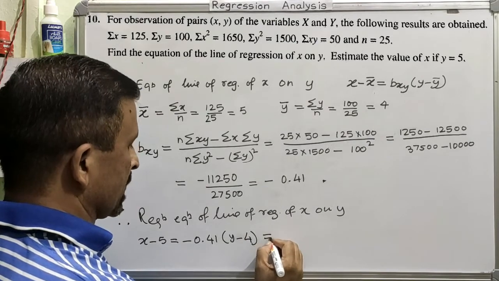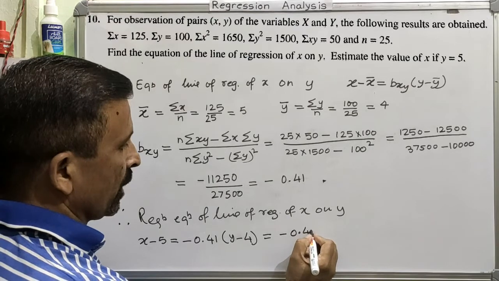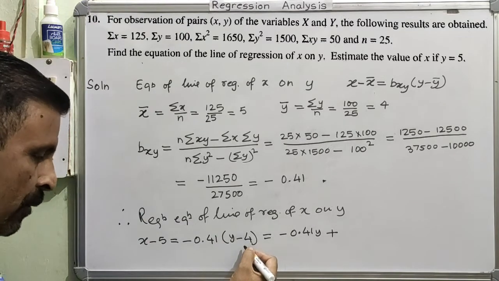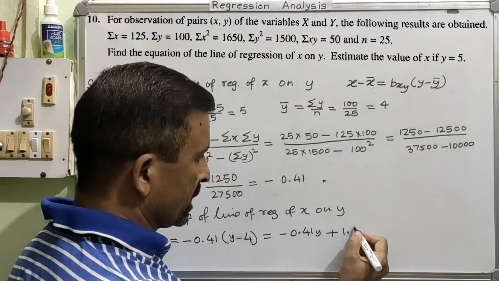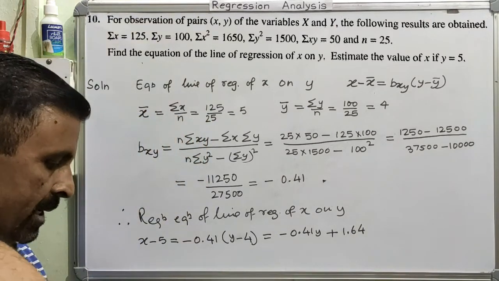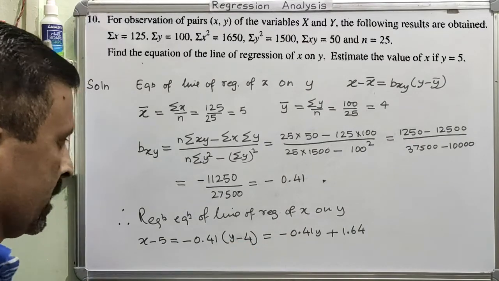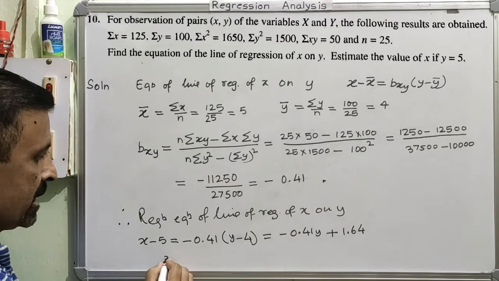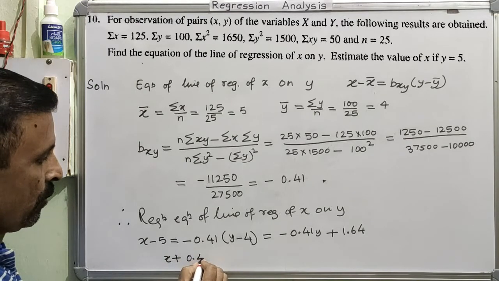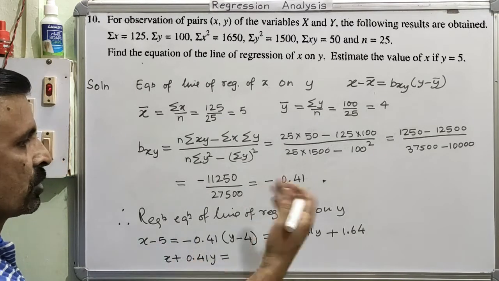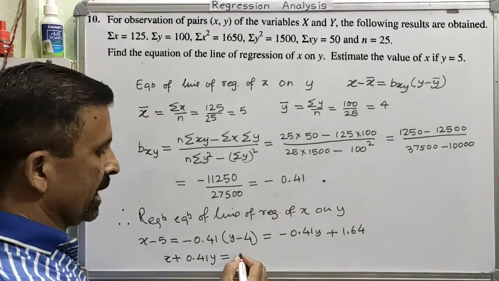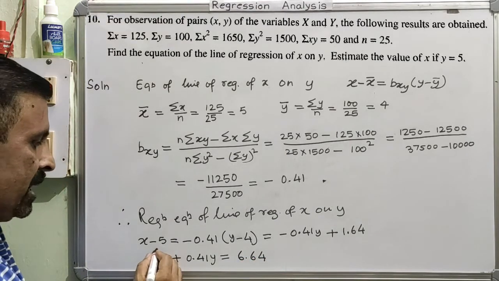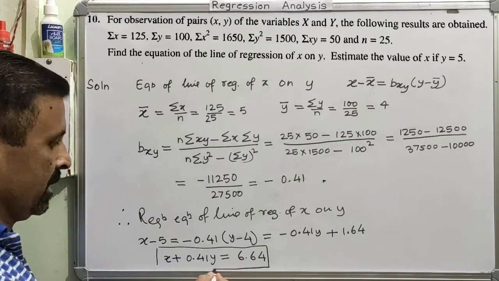Now we need to simplify. So this left hand side, when we simplify, it is coming minus 0.41 y, and then this will become plus 0.41 into 4. 0.41 into 4 will come as equal to 1.64. Clear? Now we need to do the arrangement. So when you do the arrangement, this y will come to this side. So this becomes x plus 0.41 y is equal to 5 goes to the other side, will become positive and it will be added to 1.64, and finally your answer will be 6.64, and this becomes your equation.